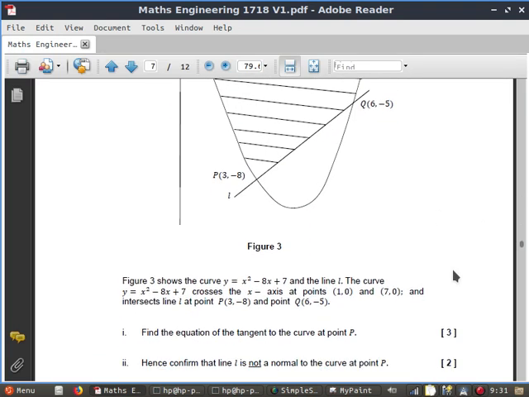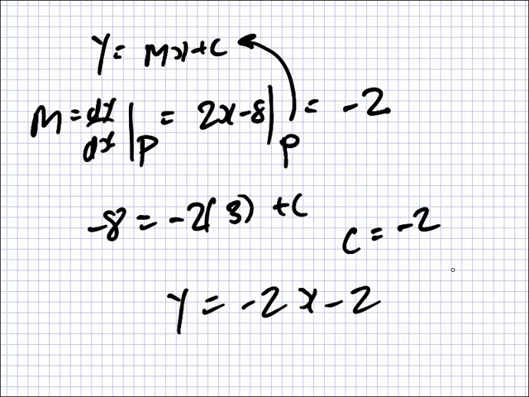So we calculate that at P the gradient is minus 2, that is the m. How did you guess minus 2? Actually, I'm correct, but I don't know why. Okay, this is right.